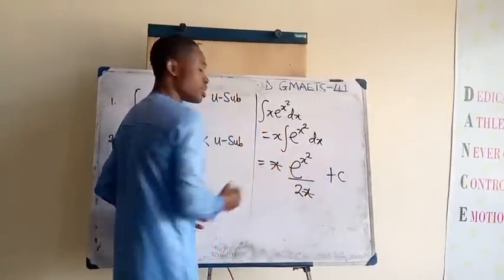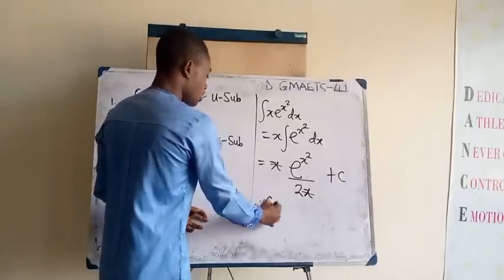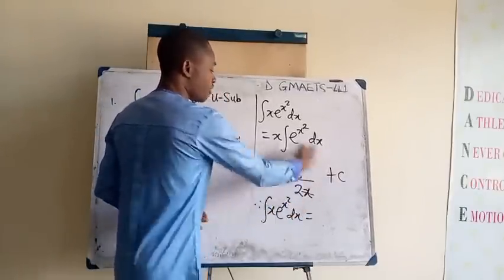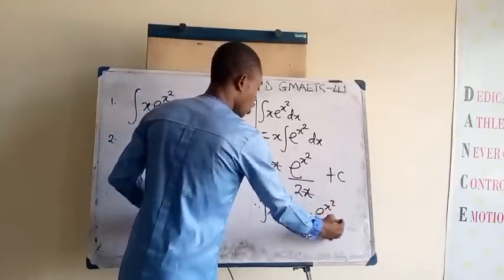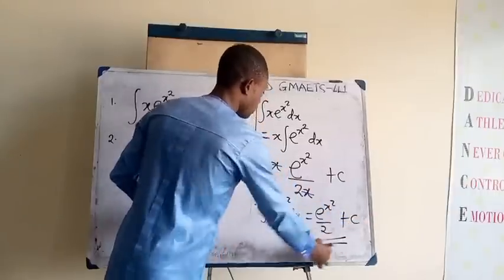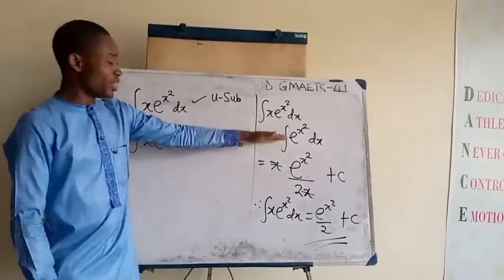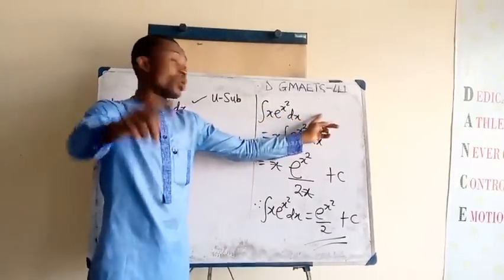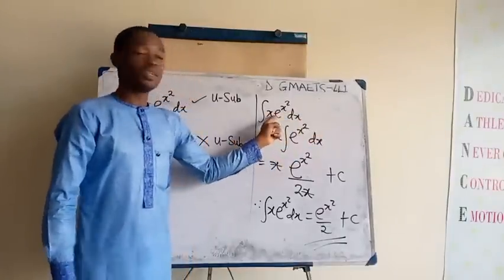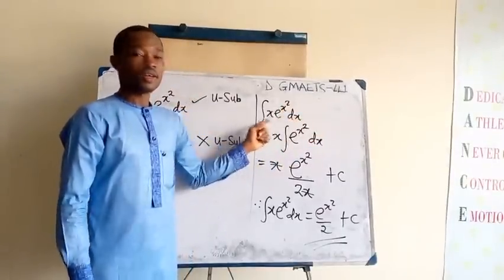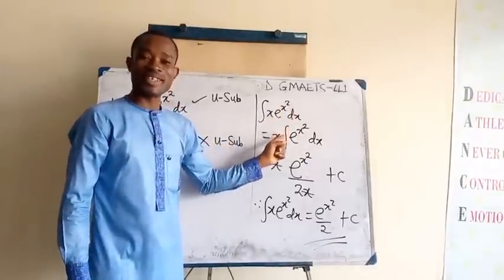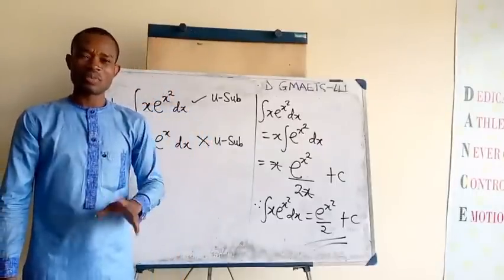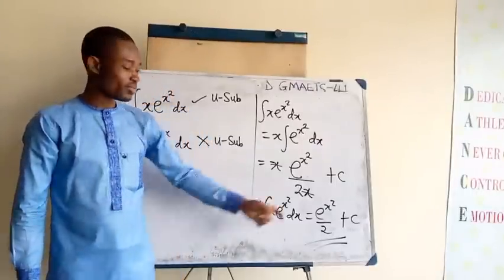This x will cancel this x. Therefore, integral x exponential x squared dx is equal to, what do we have left here? Exponential x squared all over 2, plus c. See how these things I did there, showing this, were a waste of time. From here directly I could have gotten my answer in just one step: integrate this exponential x squared all over the derivative of the x squared. Automatically the x will cancel and you get exponential x squared over 2 plus c as your answer.